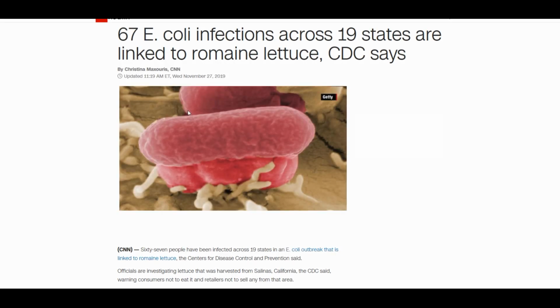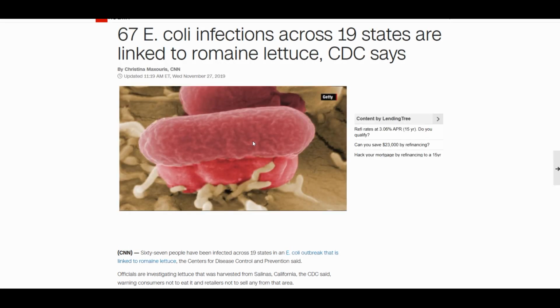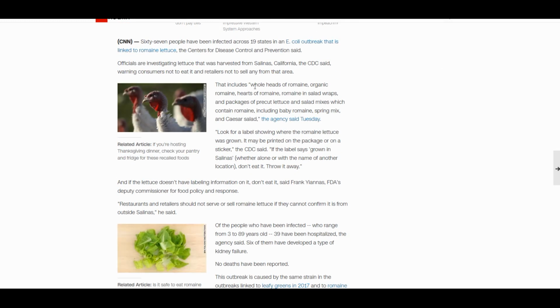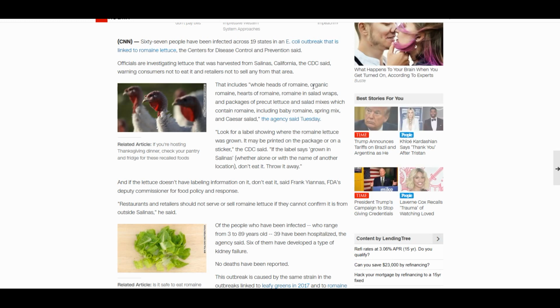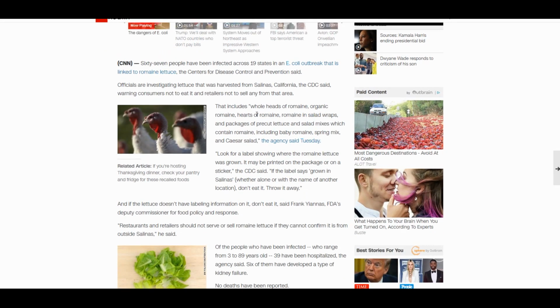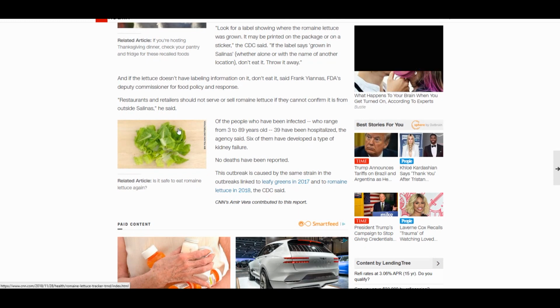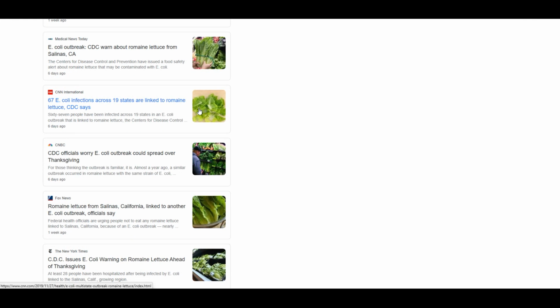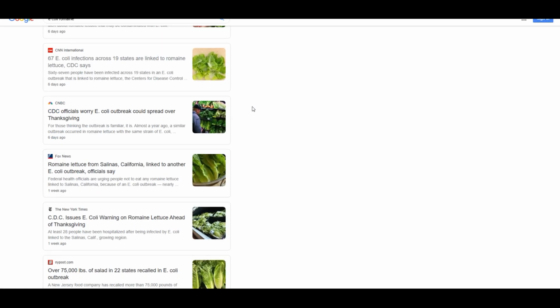I mean, look at this E. coli. Yikes. This is absolutely ridiculous. Whole heads of lettuce, romaine, organic hearts, salad wraps, packaged, oh my God, mixed salads. Nobody should have to put up with, number one, being sick, but number two, E. coli such as this. Just ridiculous. I mean, it's just too much.